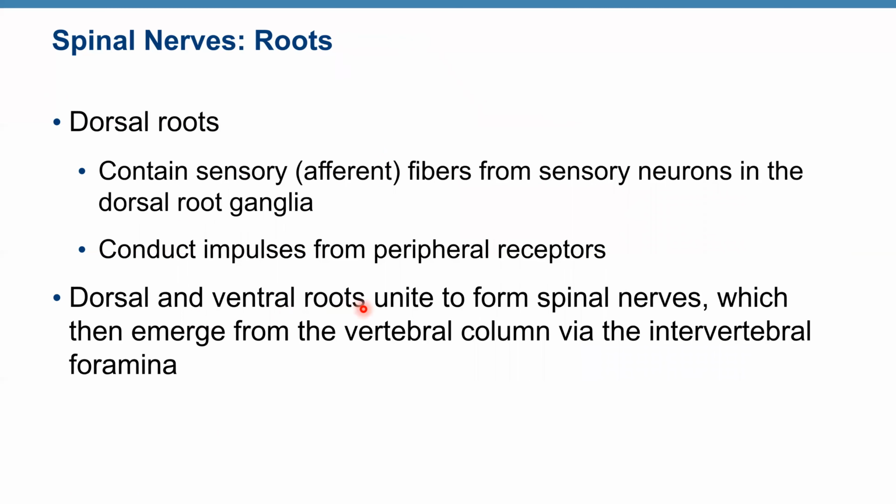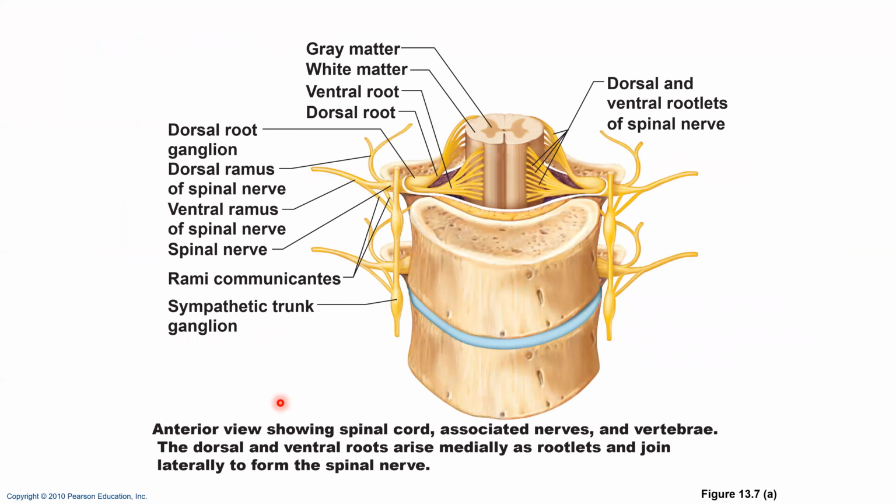So dorsal and ventral roots unite to form spinal nerves, which then emerge from the vertebral column via intervertebral foramina. Right, so here is a vertebra, and between 2 adjacent vertebrae, there is an opening or hole. It's called the intervertebral foramen. So here's the one, here's another one. Here are 2 roots, dorsal for sensory or afferent, ventral for motor or efferent, and then they unite and exit through this intervertebral foramen and become a spinal nerve.